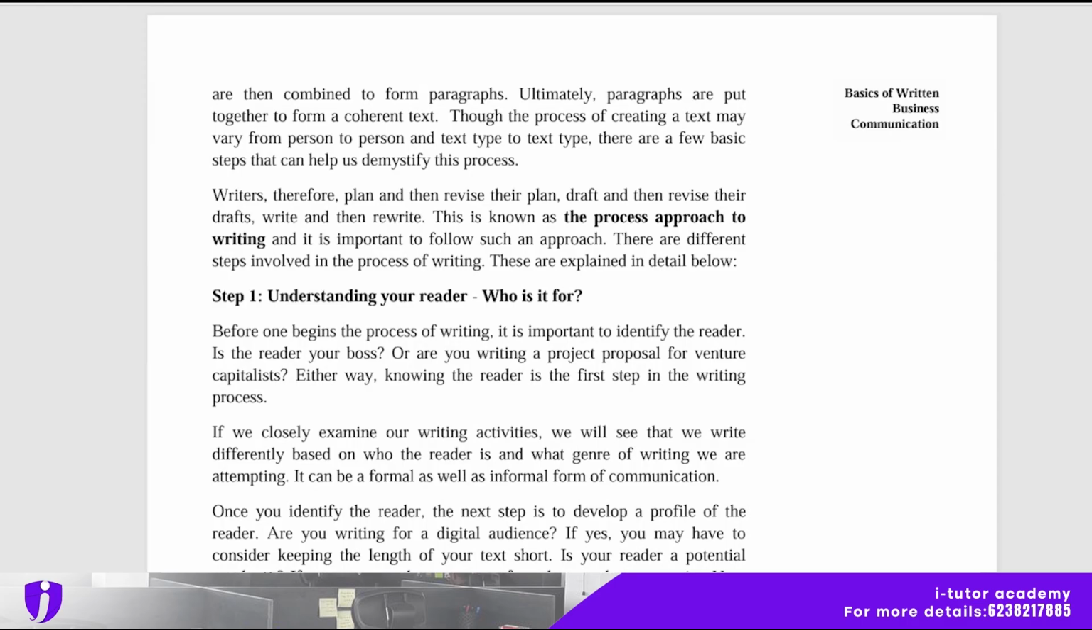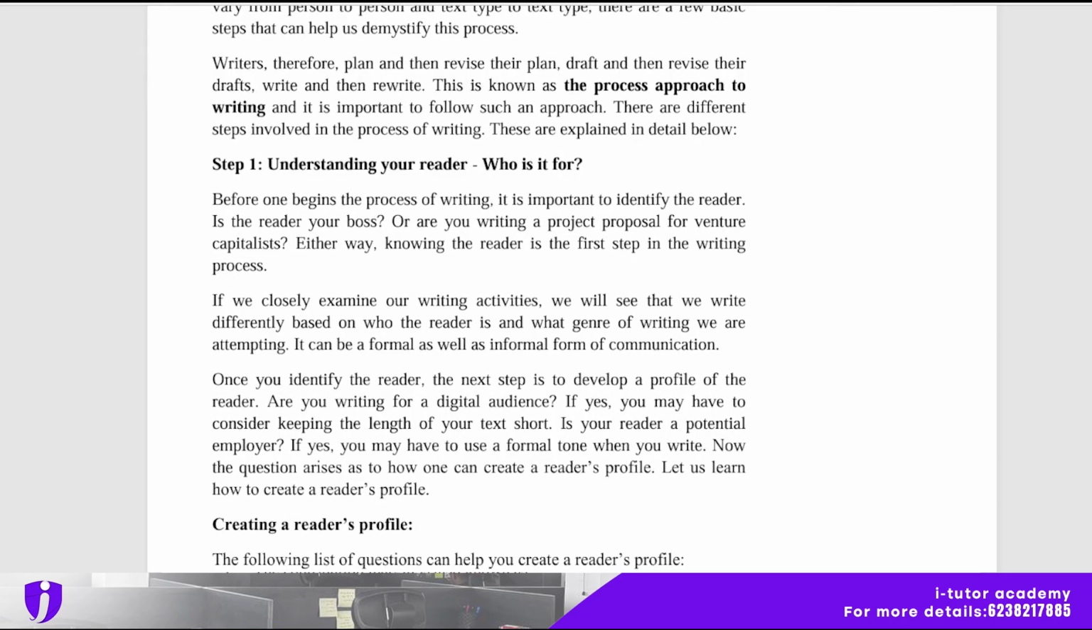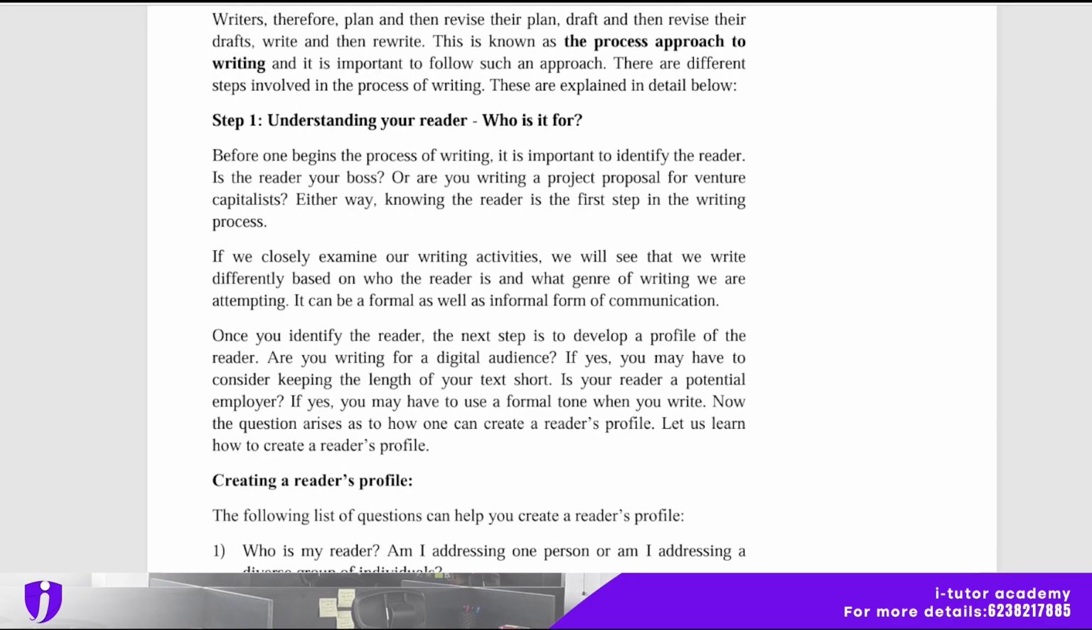Though the process of creating a text may vary from person to person and text type to text type, there are a few basic steps that can help us demystify this process. Writers therefore plan and then revise their plan, draft and then revise their draft, and write and then rewrite. So this is known as the process approach to writing, and it is important to follow such an approach. And step 1 is understanding your reader, or who is it for.